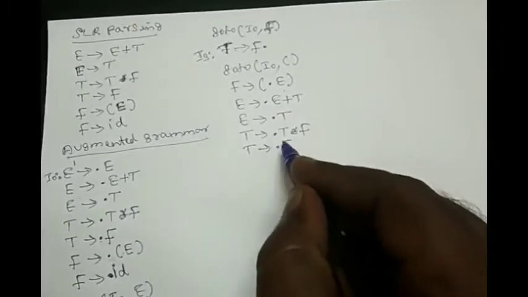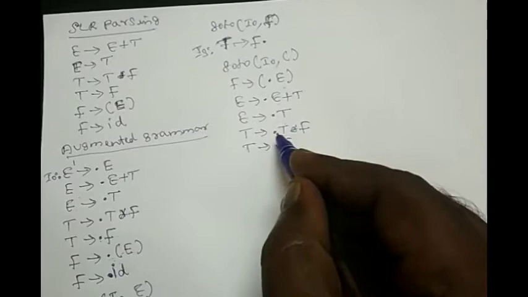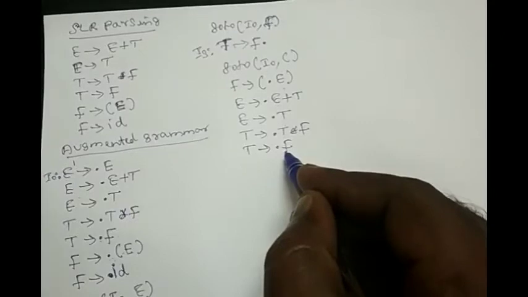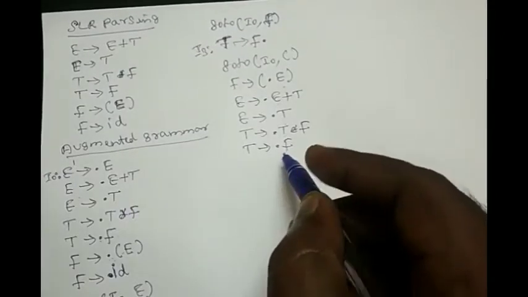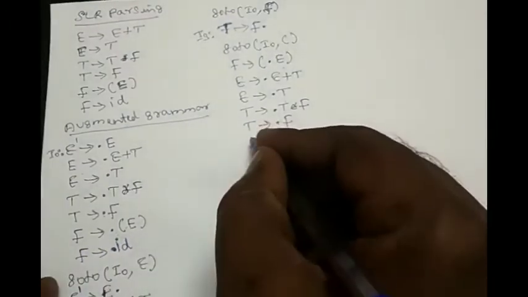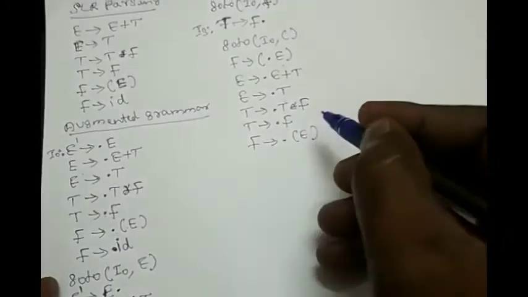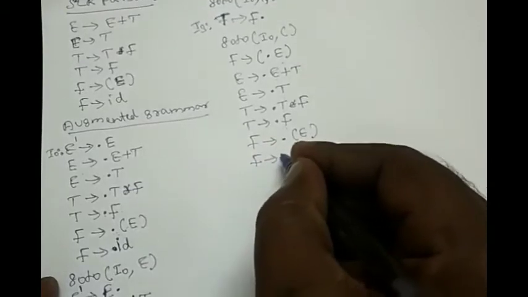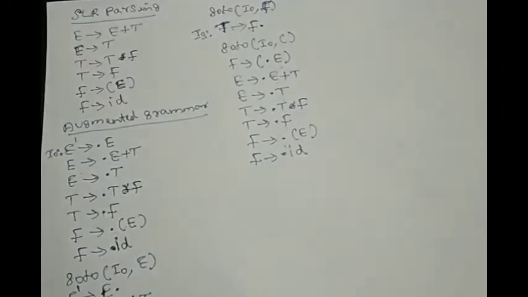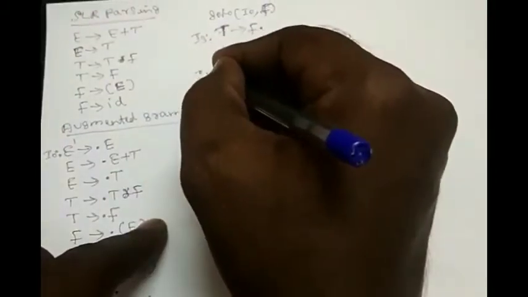Now when we closely observe this, the dot is before a non-terminal called T, but the T productions are already included. But when you take up this dot F production, it is yet to be included. Now include all the F productions here. So F tends to dot E open bracket... and F tends to dot id. Now that's all. All the non-terminals have been included here. So we will name this item set as item set 4.